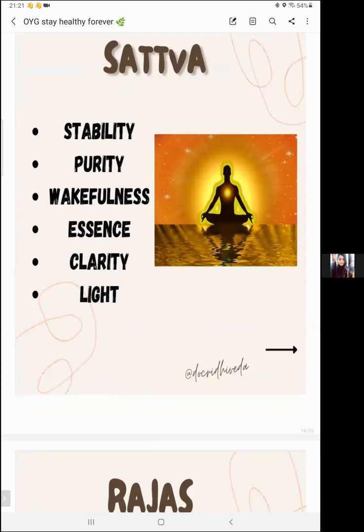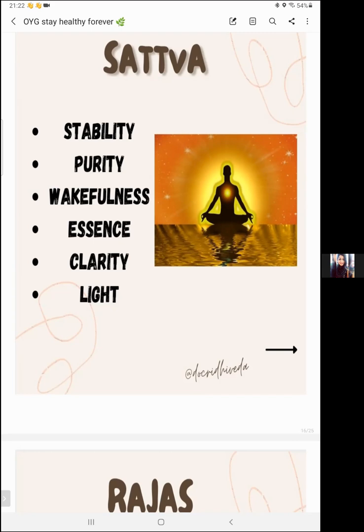It gives purity to your body. It gives wakefulness, clarity, and light. If you see a sattvic person, you can clearly see the kind of glow they have, the kind of aura they have around them. So sattva gives you all those qualities. You should always tend to do more sattvic activities, but keeping your rajas and tamas in place. Some things that you can do to increase your sattva is meditation.